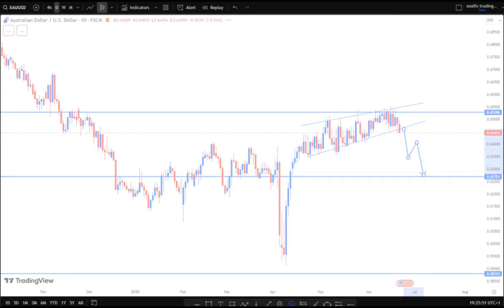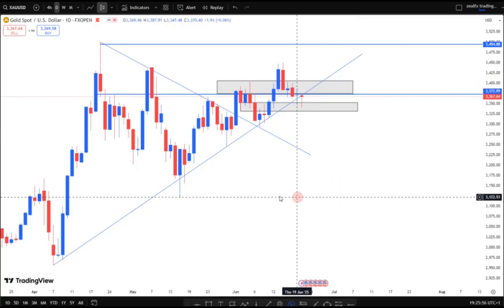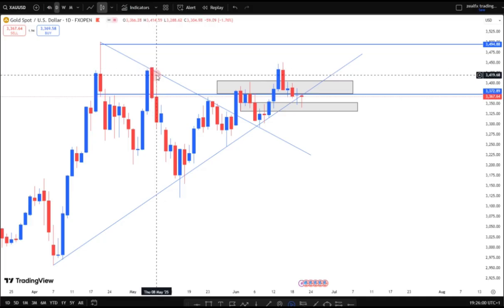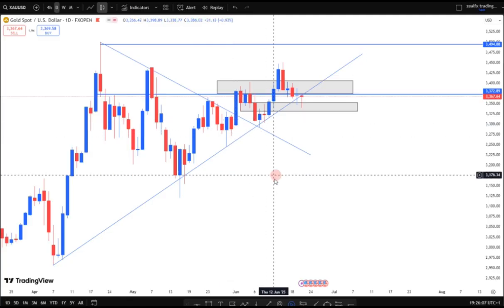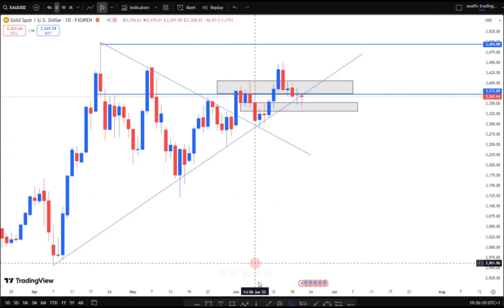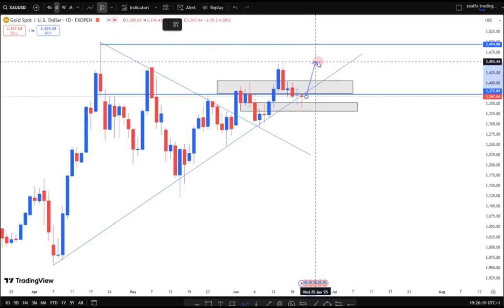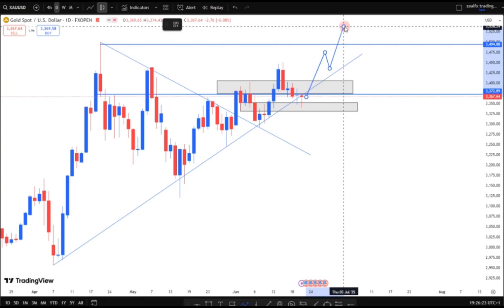So let's look at our next pair, which is the gold USD. Gold USD on my daily chart has a major structure of downtrend. We have a lower high, and also a lower high here. Now we have an inner structure of lower low, higher low, higher low. So if price can break above, for the buying scenario for gold, once price breaks out of this high, we expect a retest and more buying opportunity.